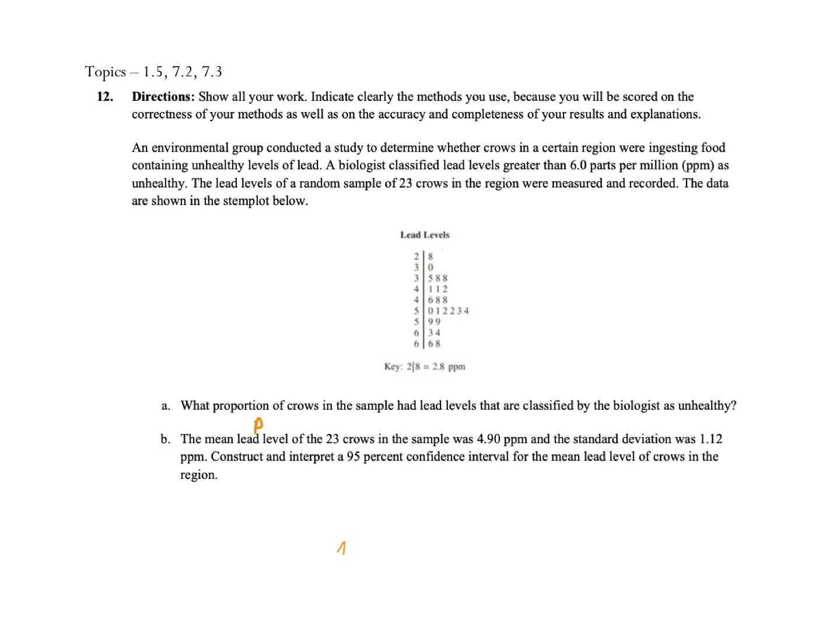So for part A, they want to know what proportion of the sample had unhealthy levels of lead, and they defined unhealthy as greater than 6 parts per million. So you say, how many are more than 6? Well, that's only these ones, right? So that's 4 out of 23 total. And if my memory is serving, that works out to be like 0.174, I think. But again, doing that from memory, not from actual understanding.